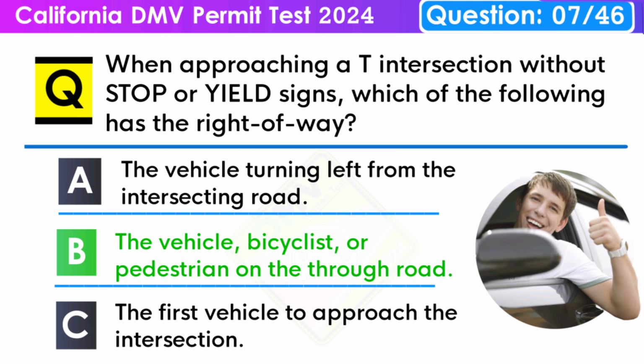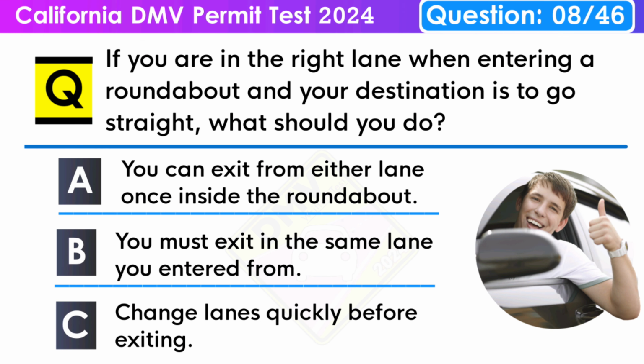must yield. Question 8. If you are in the right lane when entering a roundabout and your destination is to go straight, what should you do? A. You can exit from either lane once inside the roundabout. B. You must exit in the same lane you entered from. C. Change lanes quickly before exiting. Correct answer, B. You must exit in the same lane you entered from. When traveling straight through a roundabout, you can enter from either lane, but you must exit in the same lane you entered from. This prevents unnecessary lane changes inside the roundabout, which can cause confusion or accidents.